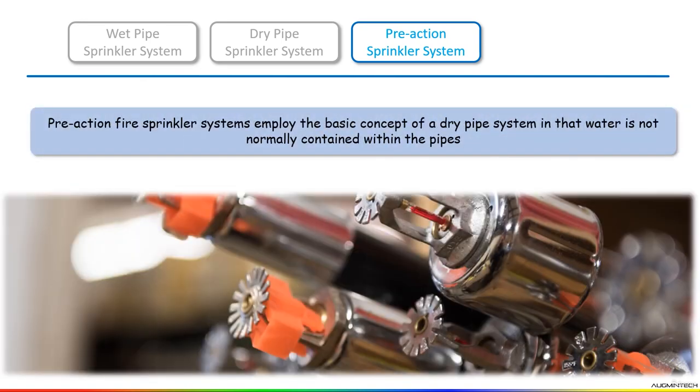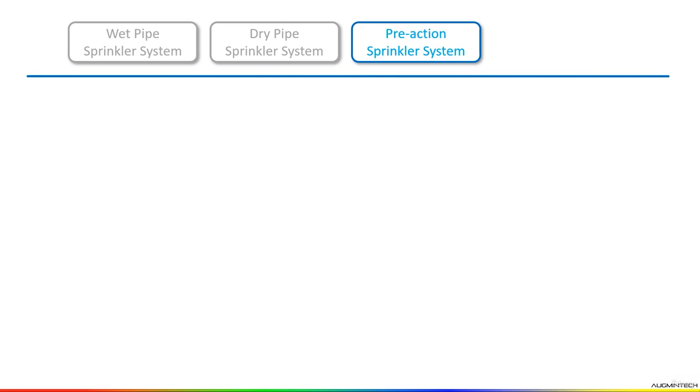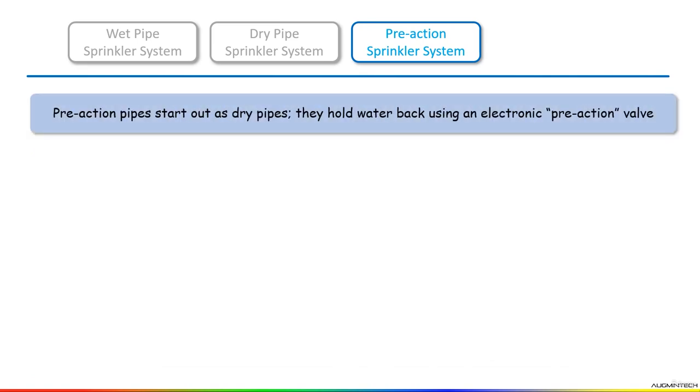Now here it is written that pre-action fire sprinkler systems employ the basic concept of a dry pipe system in that water is not normally contained within the pipe. Same thing in dry pipe sprinkler system, we do not have water contained within the pipe. Same thing in pre-action also. Pre-action pipes start out as dry pipes. They hold water back using an electronic pre-action valve.